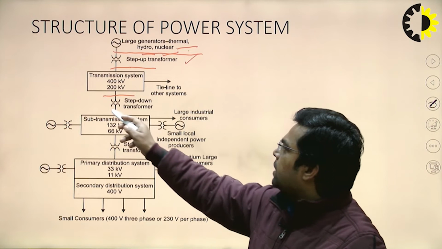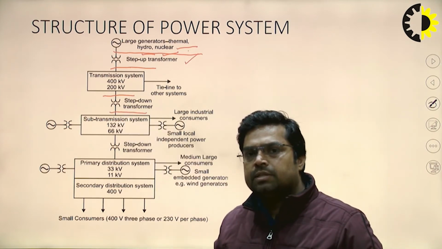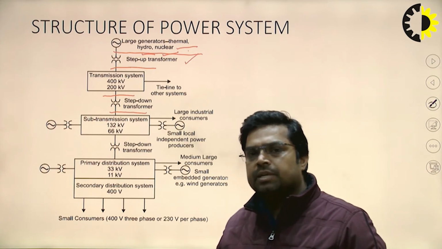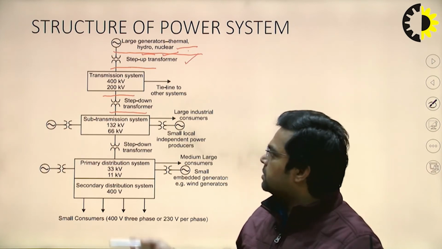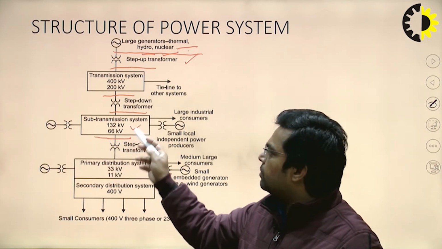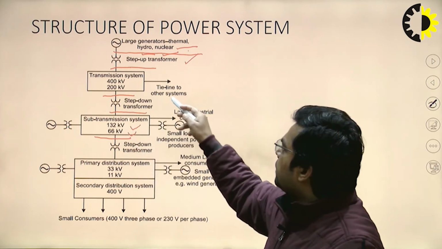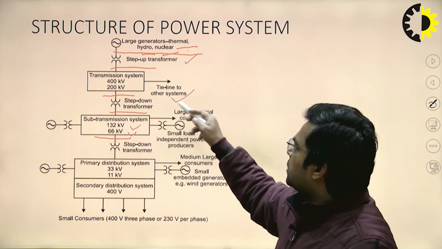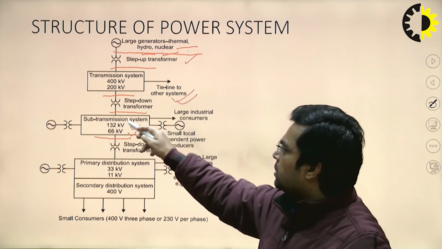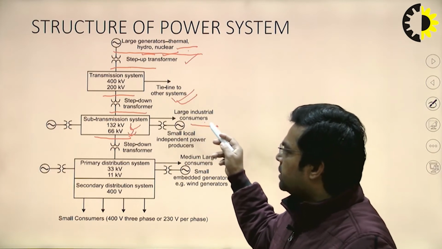Again, with the help of a step down transformer, we step down the voltage to the level of secondary transmission, that is called sub transmission, also in the range of 132 kV and 66 kV. This is dependent upon the consumer. For this range, there will be very large consumers or large industries.